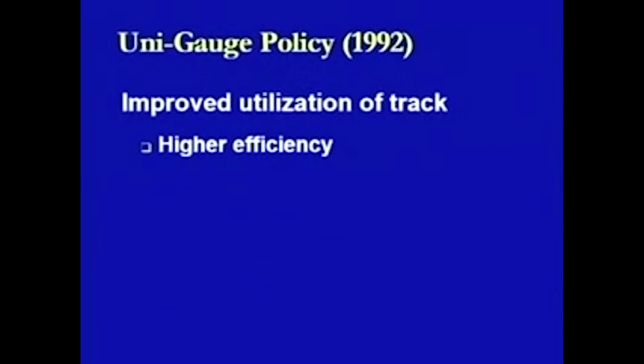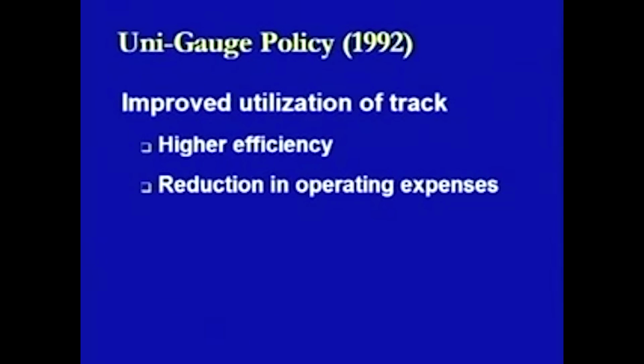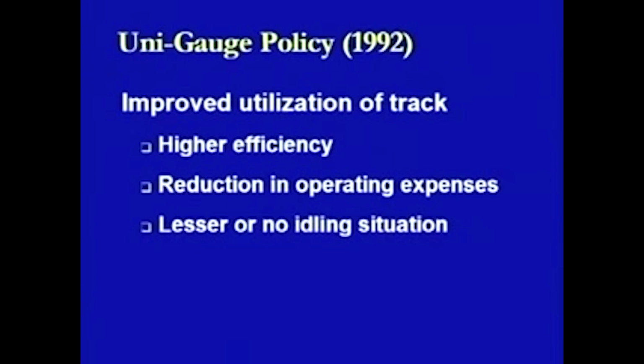There is also improved utilization of track. There is more efficiency associated here. The higher efficiency will be there. There is a reduction in the operating expenses because we are not stopping at one point, we are achieving things at higher speeds, and there is more efficiency involved. That's why the operating expenses are going down. There is less or no idling situation.